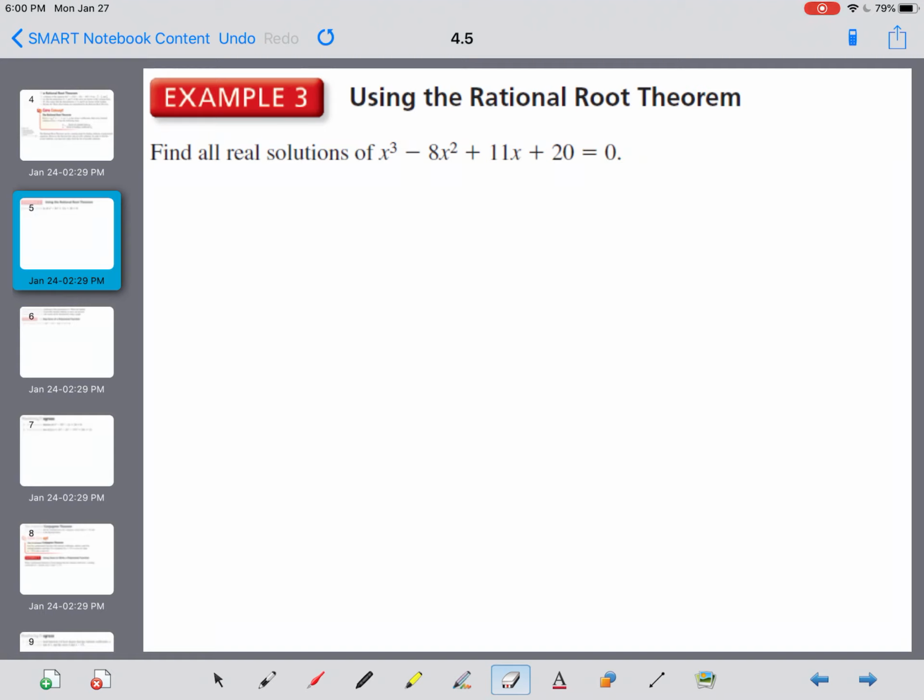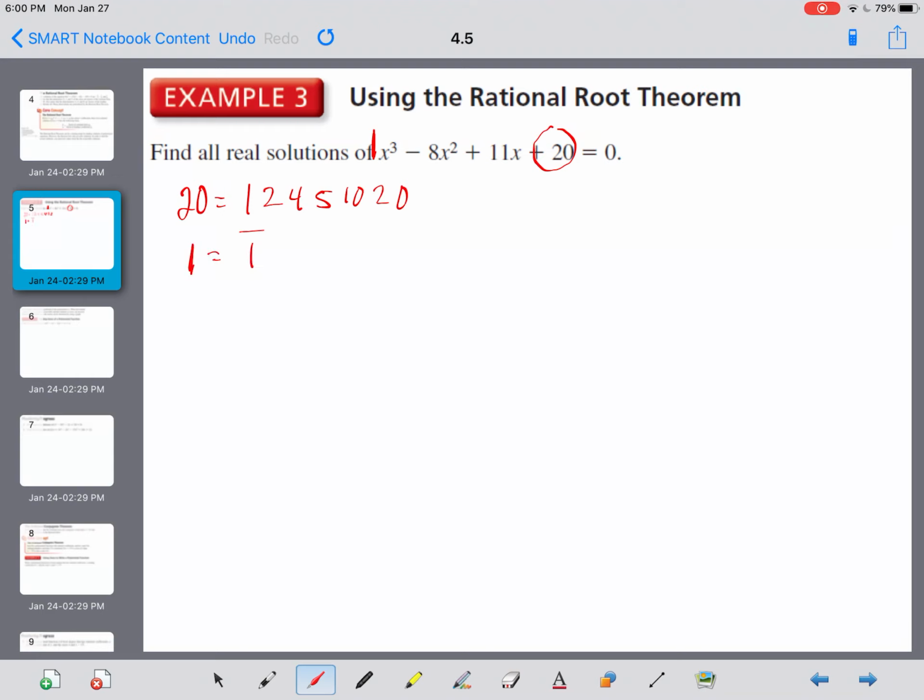Finding all the real solutions of x to the 3rd minus 8x squared plus 11x plus 20. This doesn't factor. You could try to group it and pull out the x squared, but there's nothing to pull out of the 11 and 20 to get you x minus 8 left over. So you take the coefficient in the front, the 1, and the constant in the back. Factors of 20 go on top. 20 is 1 times 20, 2 times 10, and 4 times 5, and that's all of them. And the factor of 1, the easy one, is 1.